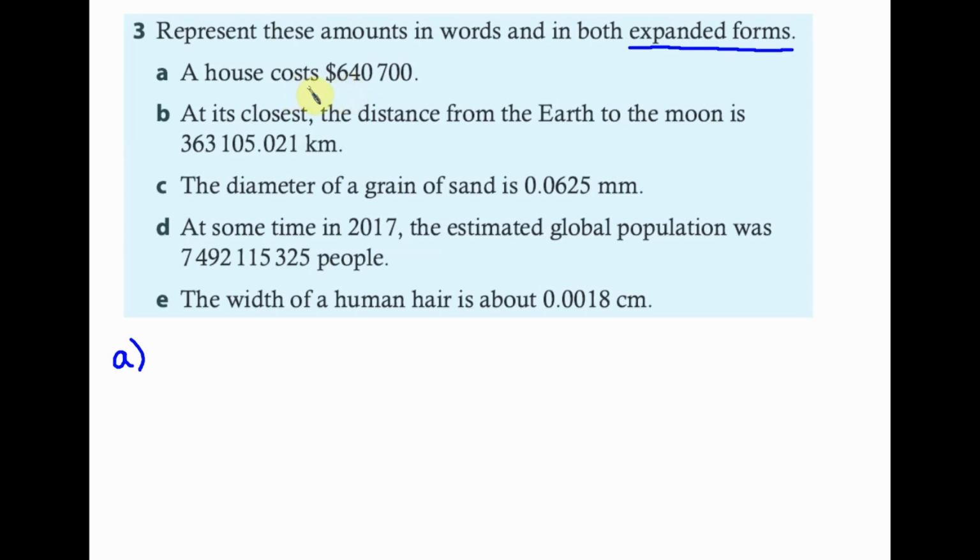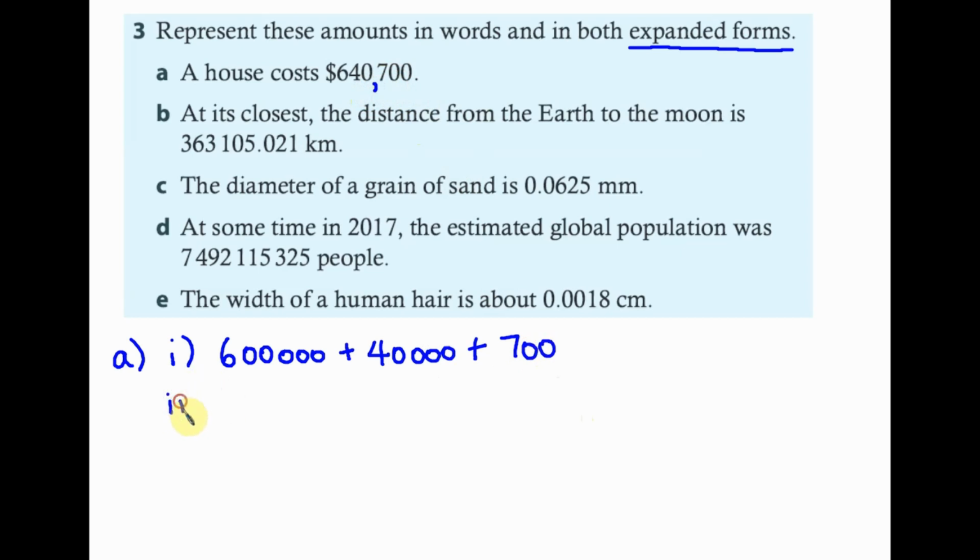So I know a house costs $640,700. In this case, you could write 600,000 plus the next number is 4. However, this is actually 40,000 plus the next one is 0. So we're going to skip that one, and then you have 700.